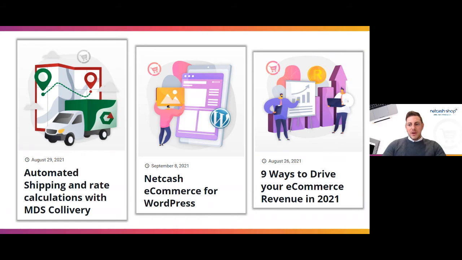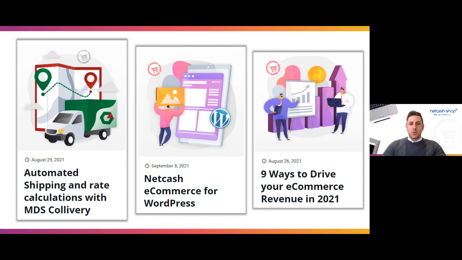And then we've added some really great articles to our blog this week. The first one is automated shipping and rate calculations with MDS Collivery. It's collivery.net. We have a full-on integration with them as well. The app is by default installed into the Netcash Shop admin panel. All you would need to do is open your account with MDS, which again can be done from within the Netcash Shop admin panel. Because they run a prepaid account, you could upload your funds and you would be able to start shipping with them immediately.